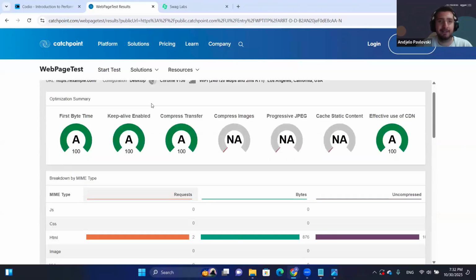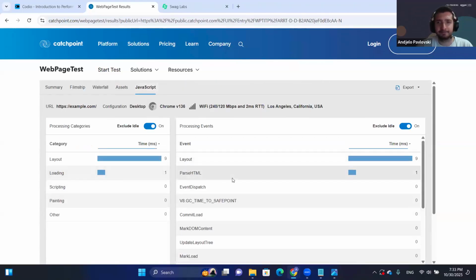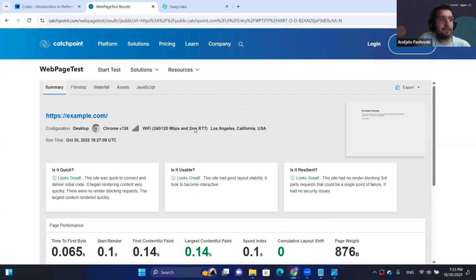You have some assets and then JavaScript. Again, this is not too much detailed information that you will need, because you see here it just gives you information on what kind of JavaScripts there are. Don't need to worry too much about them at this point in time, but again, some useful information is provided.